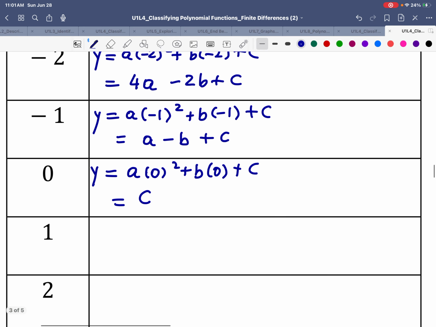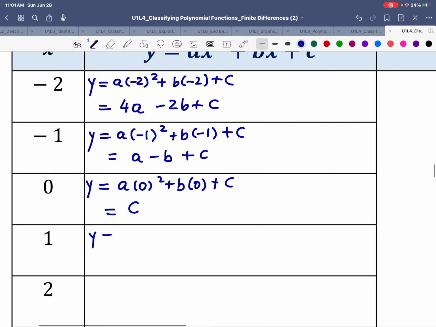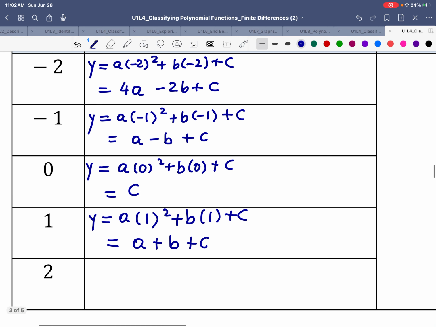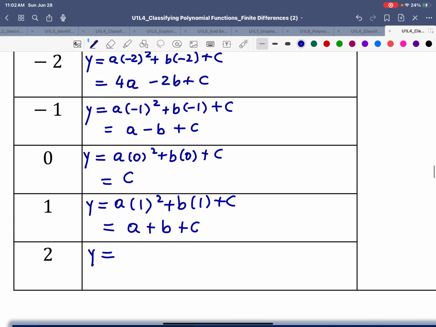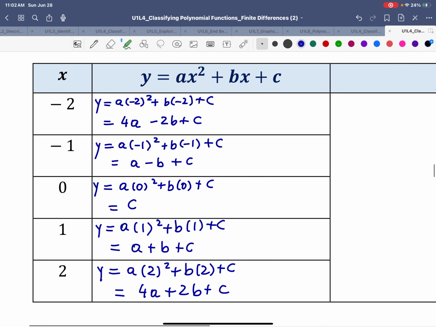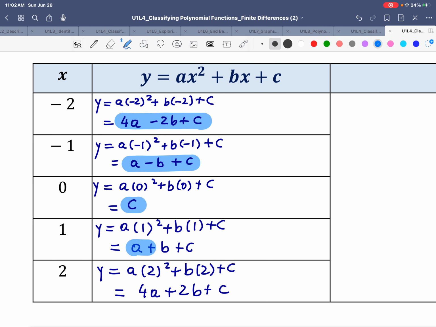Now, if x equals 1, we have y equals a times 1 squared plus b times 1 plus c. That will be a plus b plus c. And lastly, we have x equals 2, so a times 2 squared plus b times 2 plus c, and that would be 4a plus 2b plus c. So these are the y values we obtained. I will highlight them so they're easier for us to spot as we use them to find the first differences.